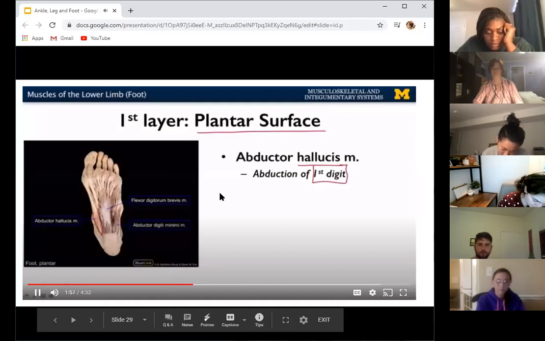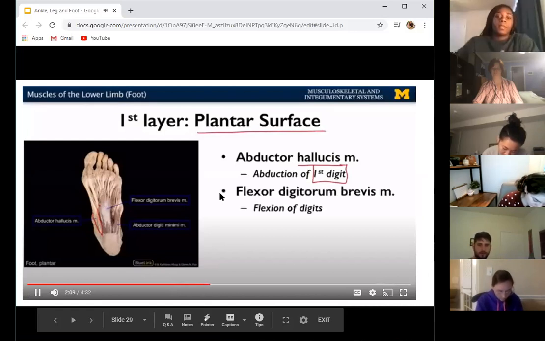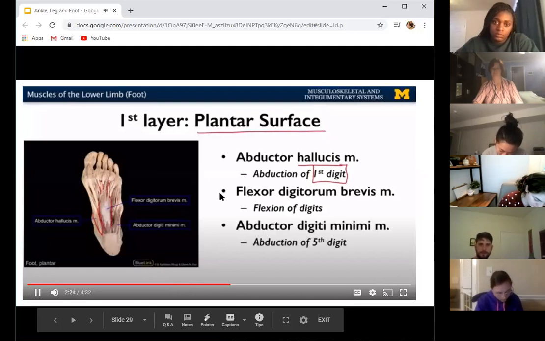Abduct means you're moving away from the midline, so think about moving that first digit even further, more medially, because remember the first digit is going to be medial. Your flexor digitorum brevis muscle, which you can see right here, and you can see the tendons are extending to the digits, so allowing for flexion or curling in of the toes. And on the lateral side, you have the abductor digiti minimi, so moving that fifth digit away from the midline, which you can see right here.